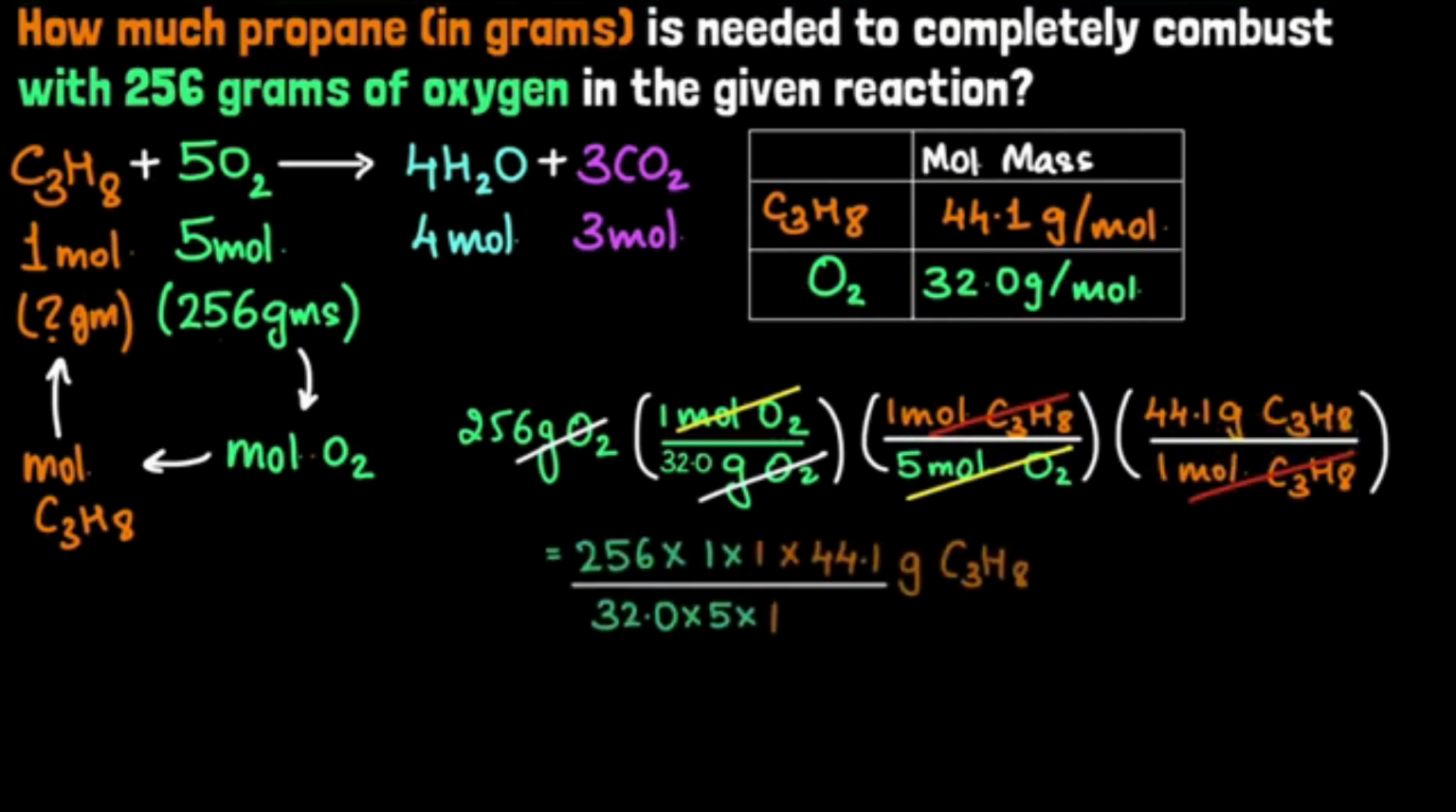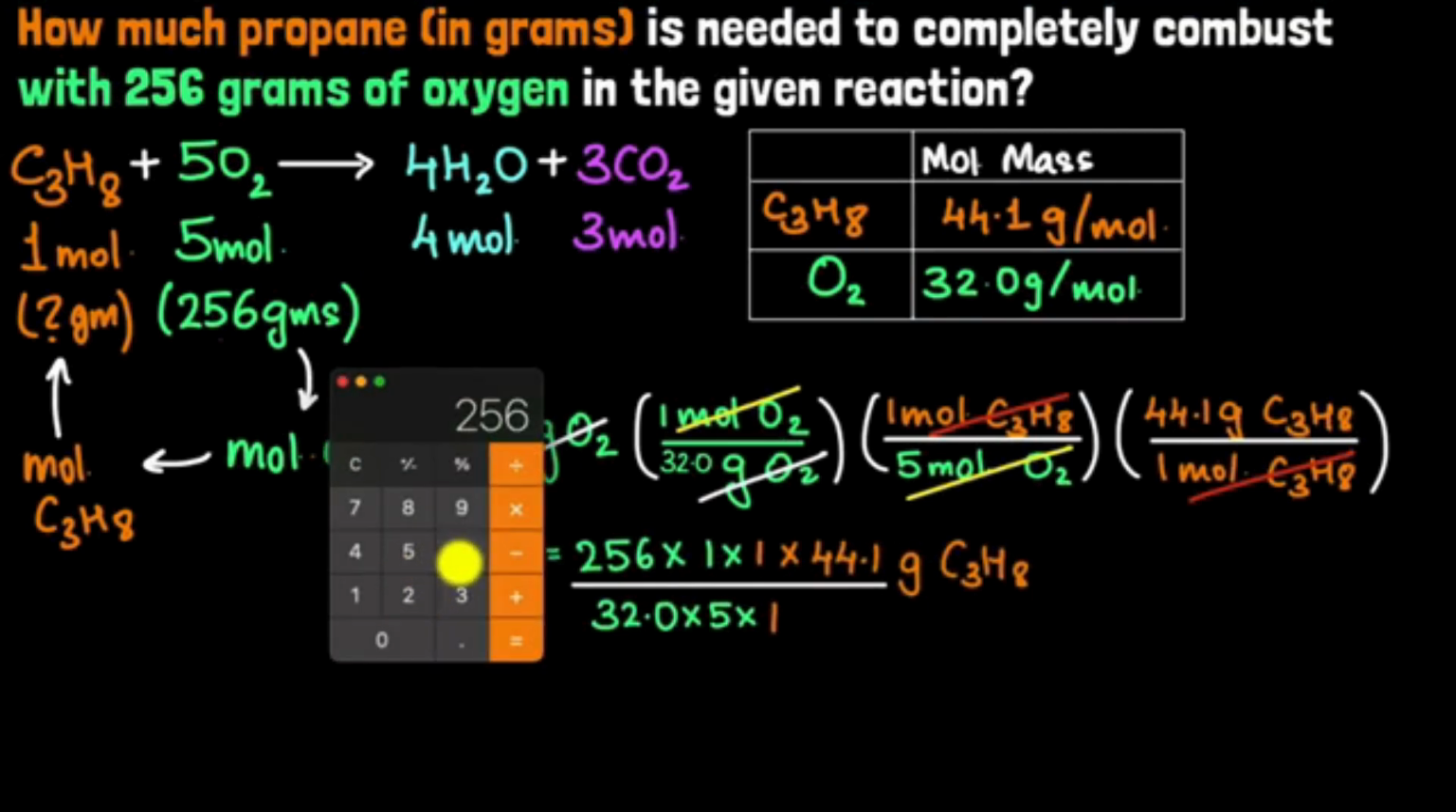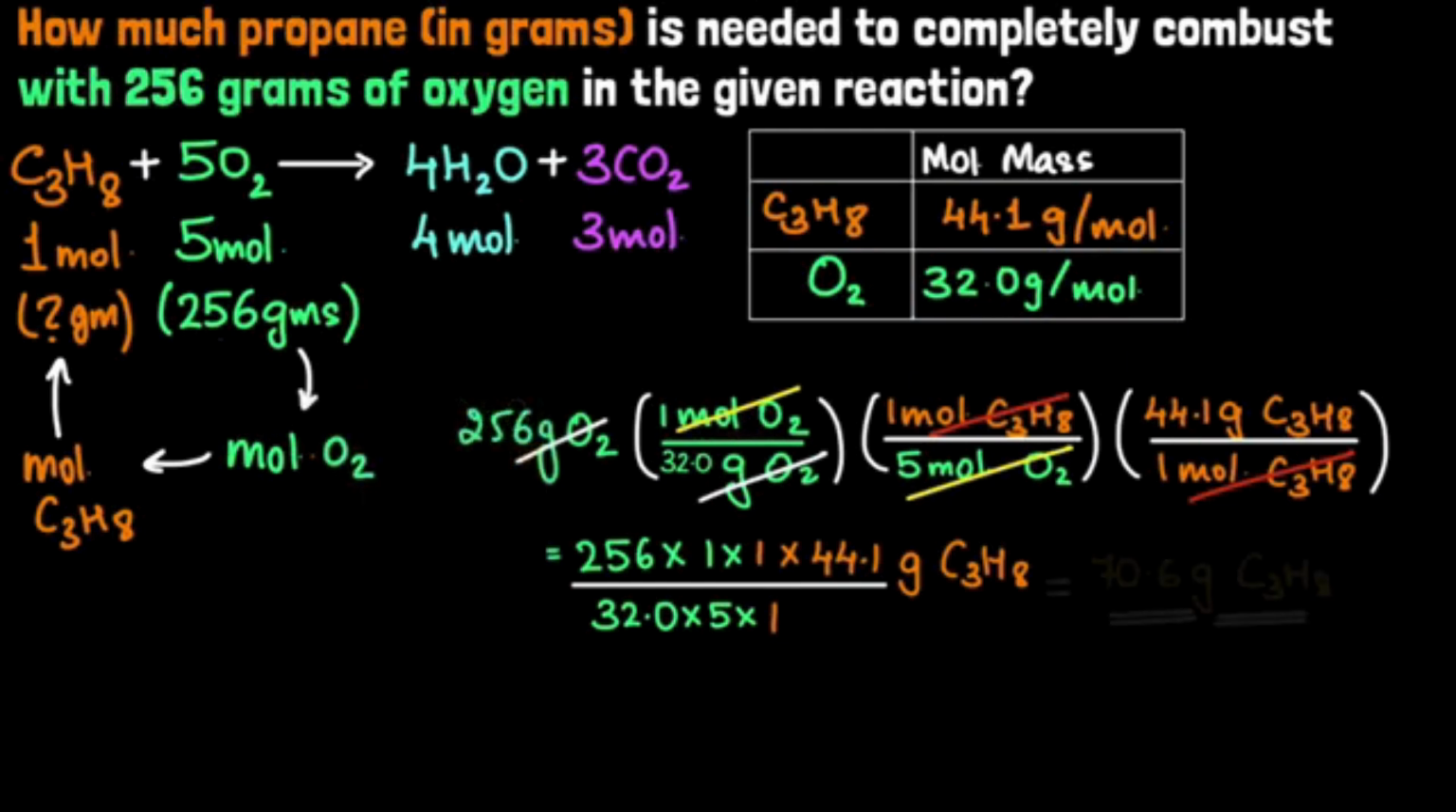And so finally, we can plug this number into our calculator. So it's 256 times 1 times 1 times 44.1 divided by 32.0 divided by 5 divided by 1. So there you have it, 70.56. But we have to round it off to 3 significant figures, because look at our data. That's the least amount of significant figures our data has, 3. So rounding this off to 3 significant figures gives me 70.6. And so there we have it: 70.6 grams of propane is necessary to completely combust with 256 grams of oxygen.